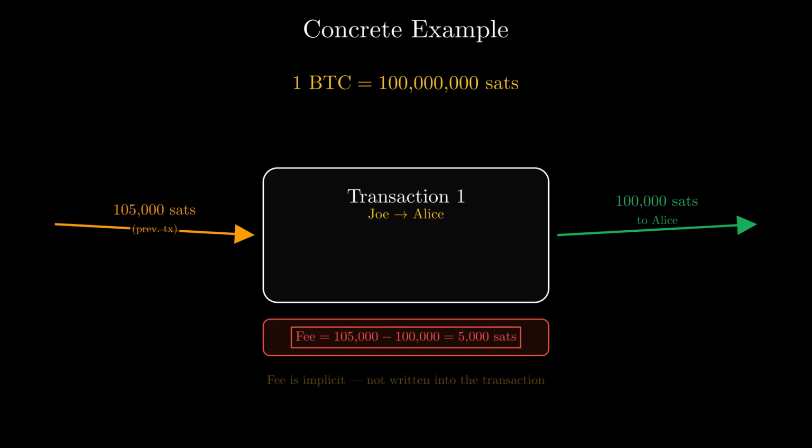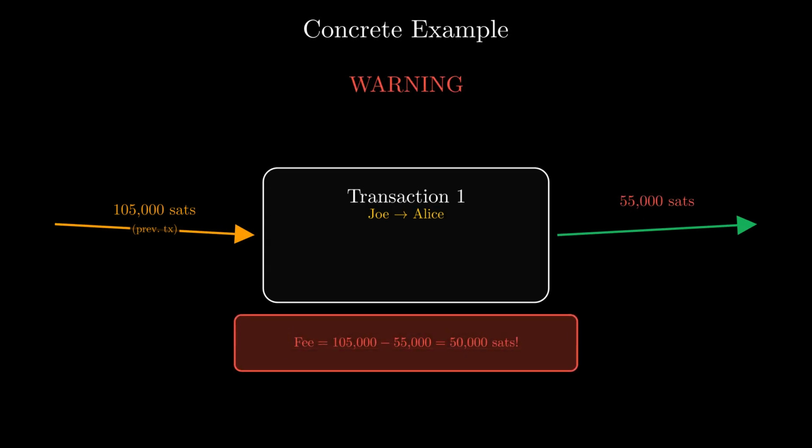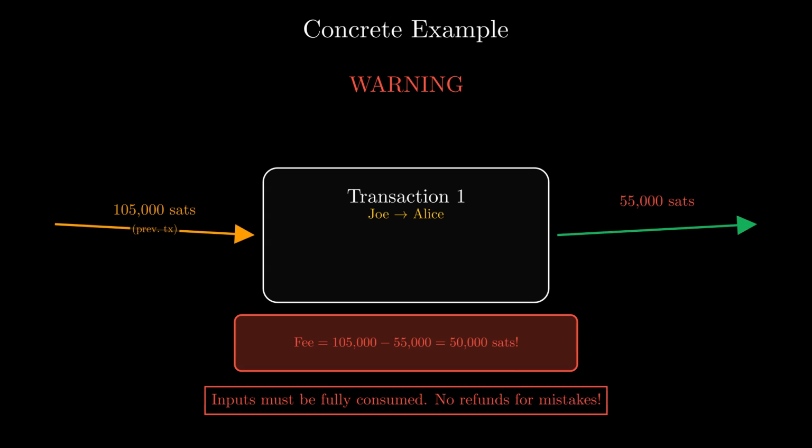Nobody writes the fee explicitly into the transaction. It's simply whatever input value isn't accounted for in the outputs. If Joe accidentally left 50,000 sats unassigned, the miner will collect all 50,000. Inputs must be fully consumed. There are no refunds for mistakes.